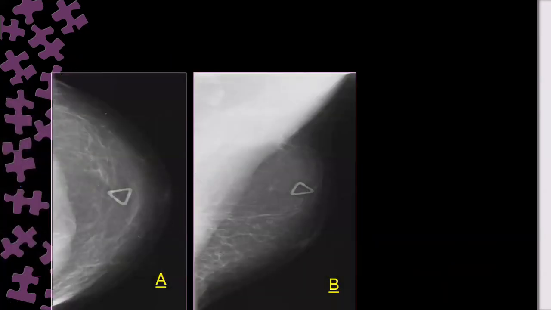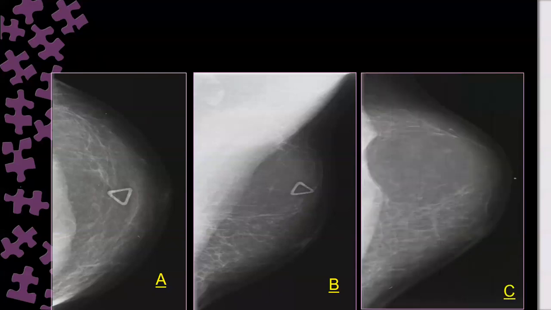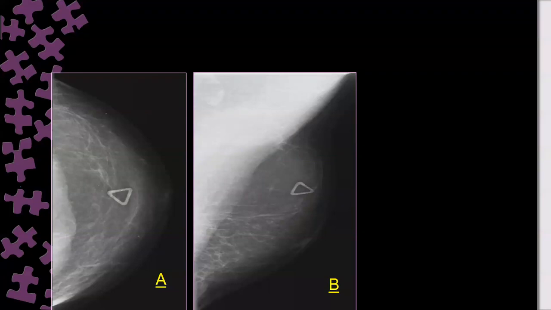Okay, let us go here, quickly. This patient has a palpable abnormality. Can you see any lesion here? And what is this opaque triangular structure? Any volunteer?